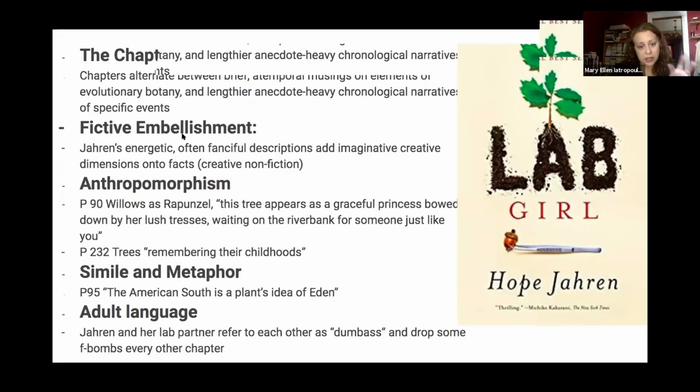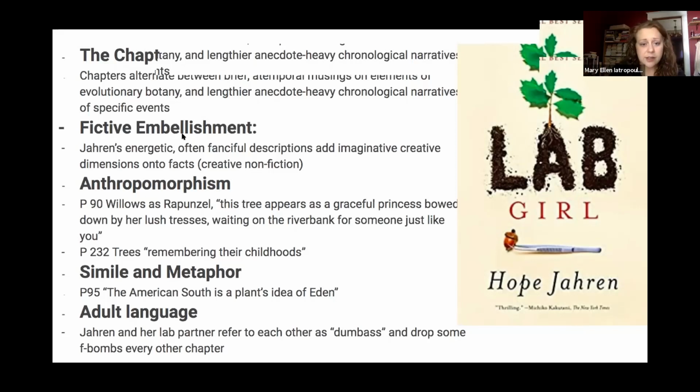Those chapters are pretty short, and they alternate with longer chapters that are sort of autobiographical exposés. These autobiographical chapters are very anecdote heavy. They arrive in chronological order, and she narrates specific events with a lot of fictive embellishment. She writes dialogue for herself and her students and her lab partners. Did she have a recorder there? I don't think so. She's just sort of approximating what she remembers probably was said. So she's talking about facts of her life, but there is a lot of fictive embellishment going on.